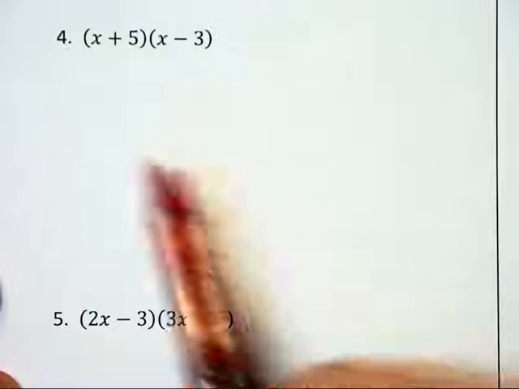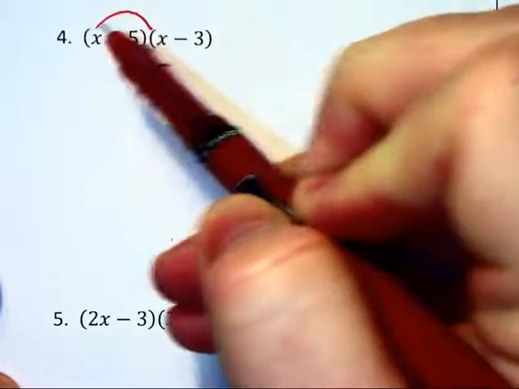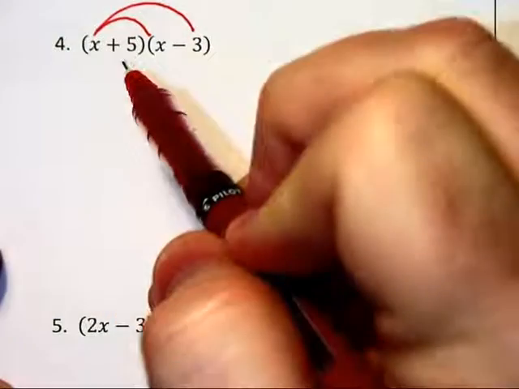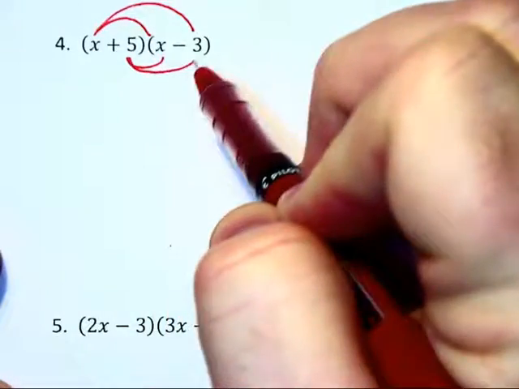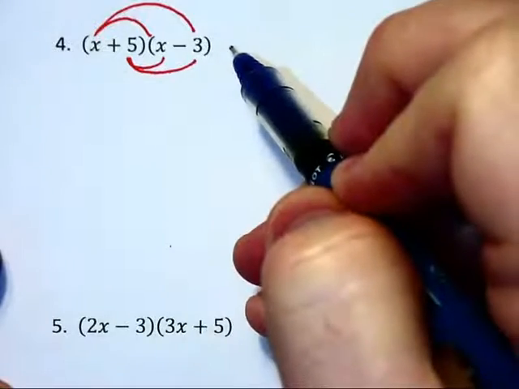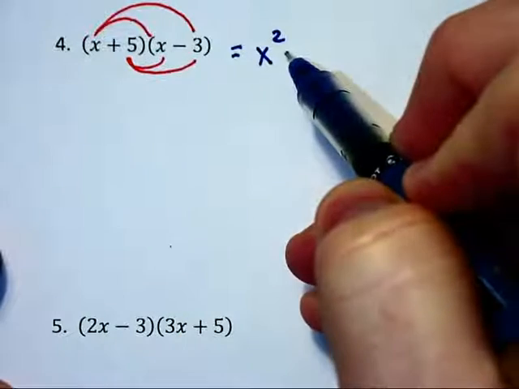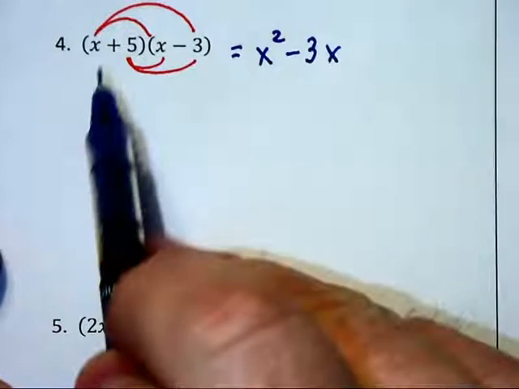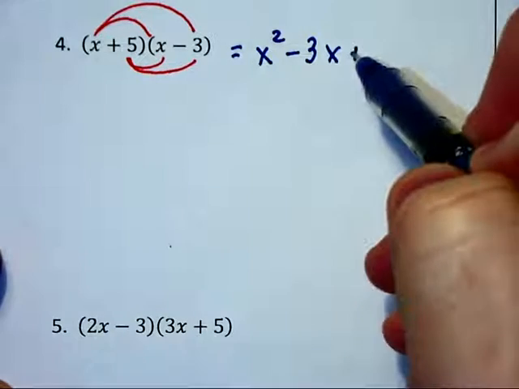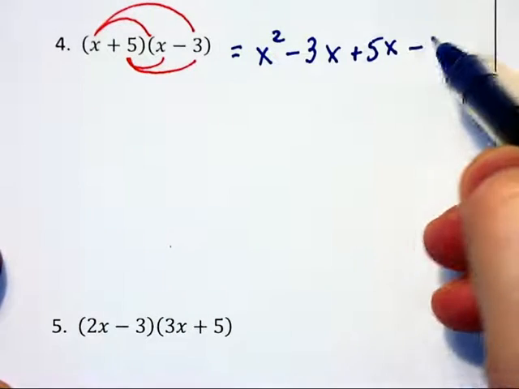We now multiply a binomial by a binomial, and each term within the binomial gets multiplied or distributed to each term in the second binomial. So basically, the x in front will get multiplied by the first x, making x squared. Then the x gets multiplied by negative 3 to make minus 3x. Then 5 gets distributed to each term in the second parentheses. 5 times x makes plus 5x, and 5 times negative 3 makes minus 15.